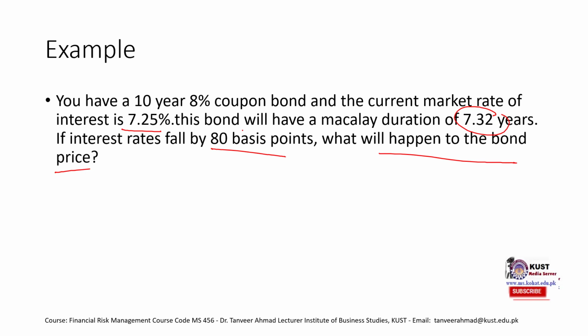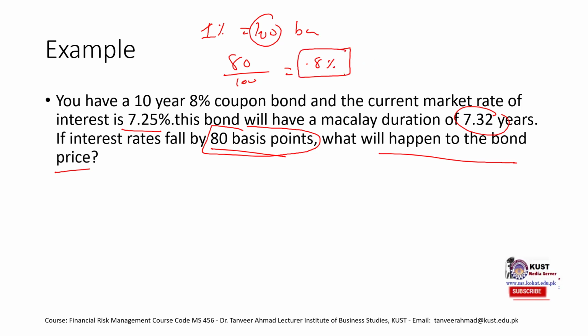So now it is asking us the question, it isn't asking us which bond is riskier. It is asking us if the rate changes by 80 basis points, what would be the impact on the bond price. First of all, what is a basis point? Each percentage contains 100 basis points. So 80 basis points simply means, if we divide it by 100, 0.8%, right? Not 1%, 0.8%.